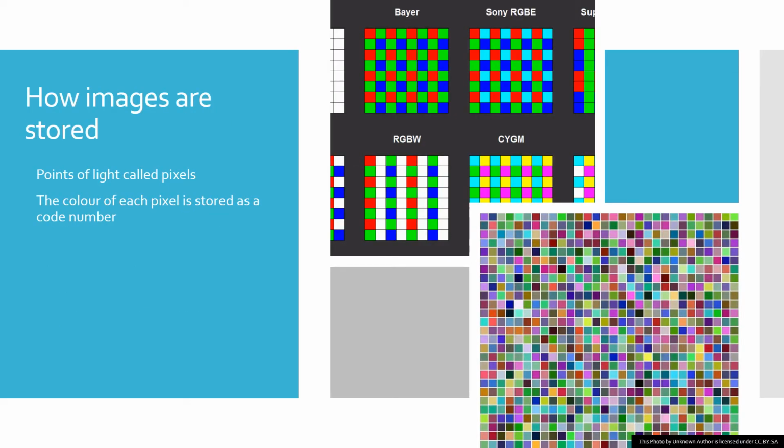The first thing to be aware of is how images are stored. Images are stored inside the computer as files which record the colour of pixels. Pixels are points of light which make up an image. They're the smallest possible part of an image, and when you print an image the pixels are rendered as ink. The colour of each pixel is stored as a code number. So just like any other file, an image file is a series of binary code numbers, each code number standing for a colour.